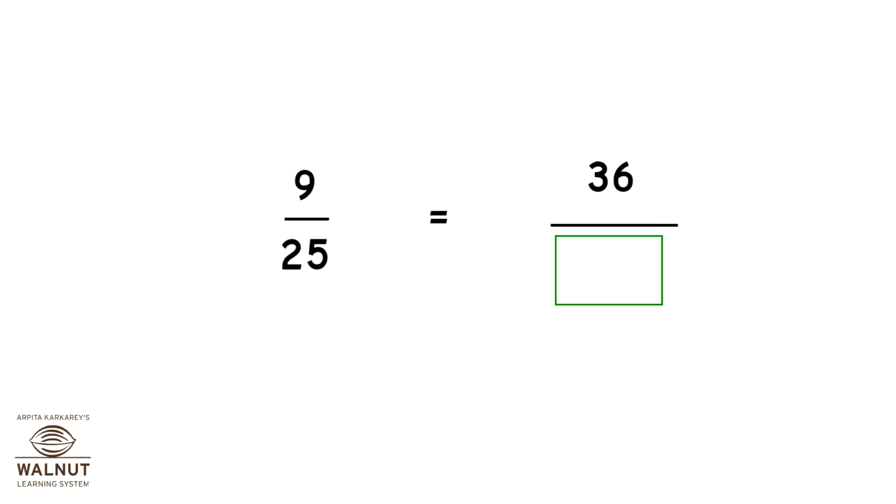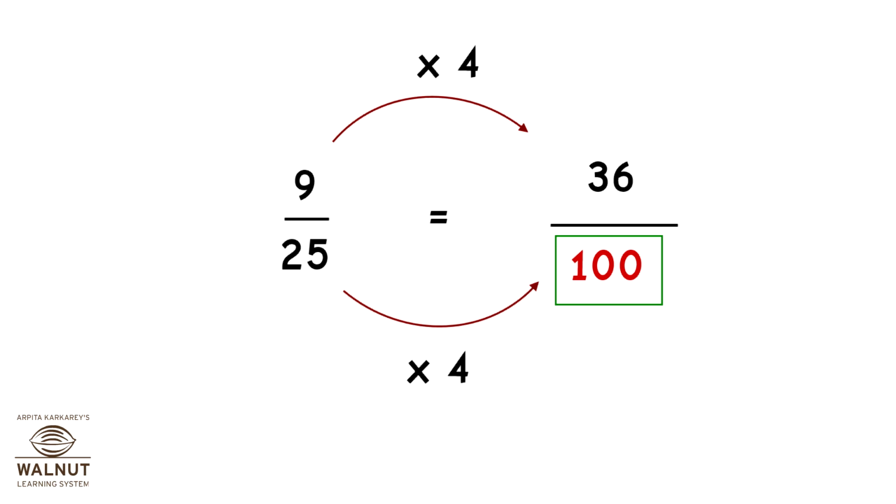Try to do this one. We have 9 upon 25 and we want to make an equivalent fraction with numerator 36. 9 into 4 is 36. Whatever you do to the numerator, you have to do to the denominator. So we multiply the denominator by 4, which gives us 100. The equivalent fraction is 36 upon 100.